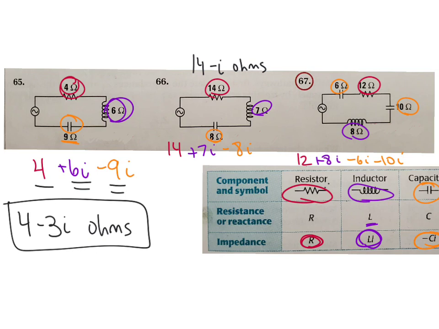Now I combine all my like terms, so my best answer for this one is going to be 12. 8i minus 6i is 2i, minus 10i is minus 8i. And don't forget your label, ohms. So 12 minus 8i ohms. And that's it for this section.